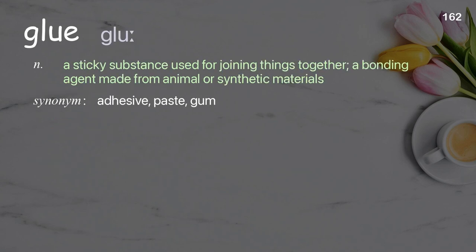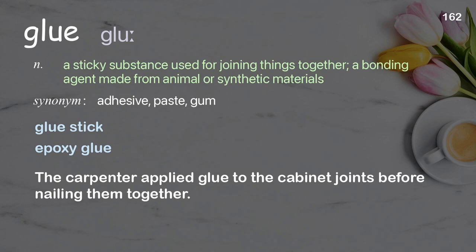Glue. A sticky substance used for joining things together. A bonding agent made from animal or synthetic materials. Examples: Glue stick. Epoxy glue. The carpenter applied glue to the cabinet joints before nailing them together.